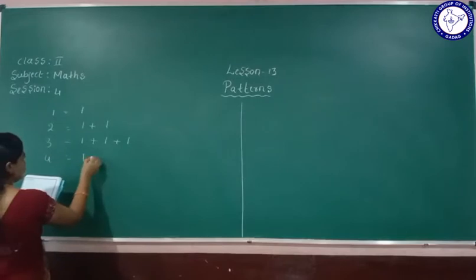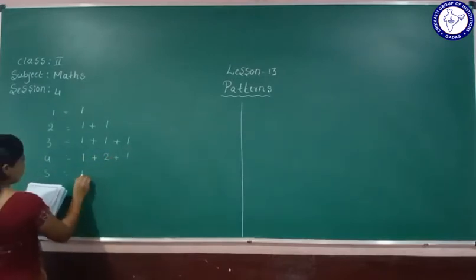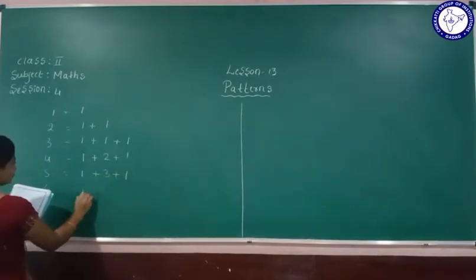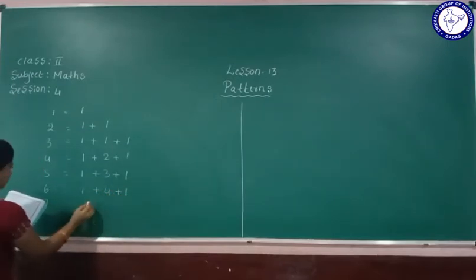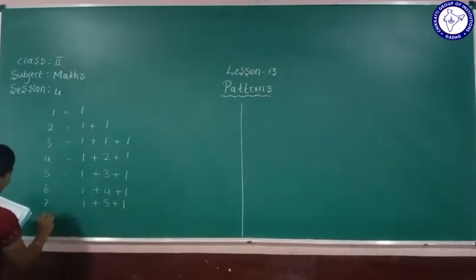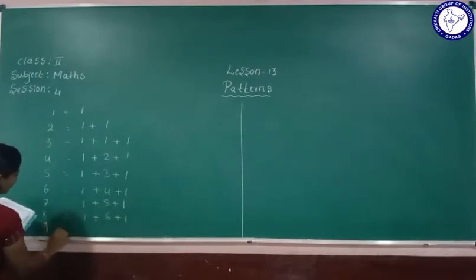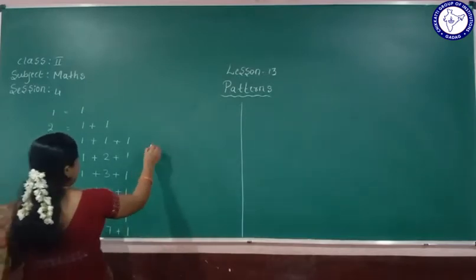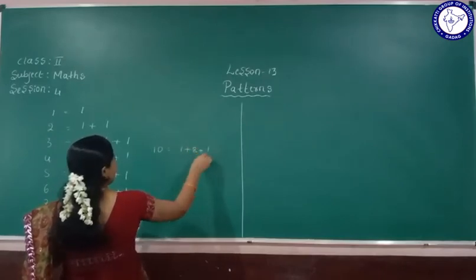4 is equal to 1 plus 2 plus 1. 5 is equal to 1 plus 3 plus 1. 6 is equal to 1 plus 4 plus 1. 7 is equal to 1 plus 5 plus 1. 8 is equal to 1 plus 6 plus 1. 9 is equal to 1 plus 7 plus 1. As the same, 10 is equal to how much? 1 plus 8 plus 1.